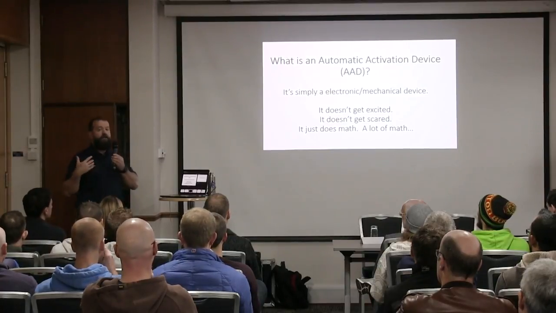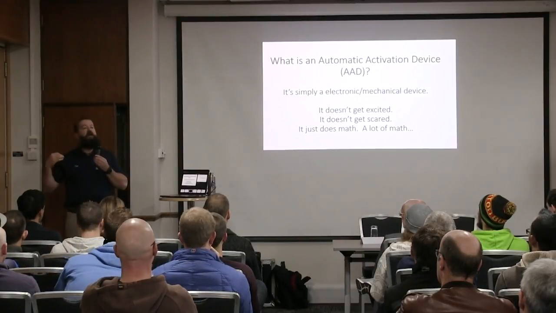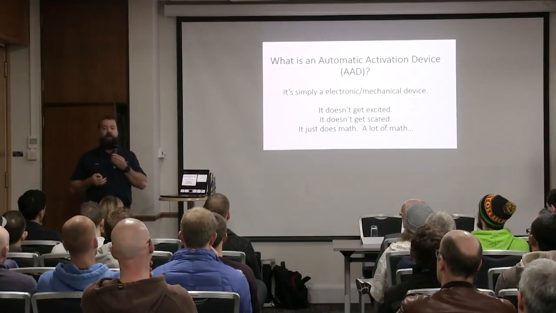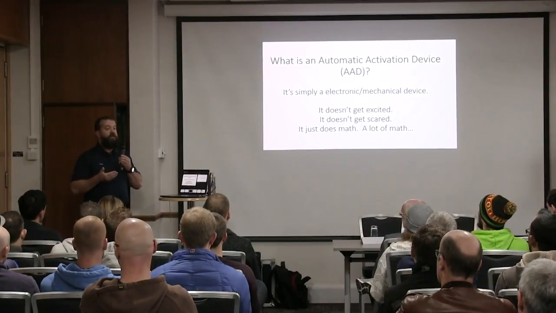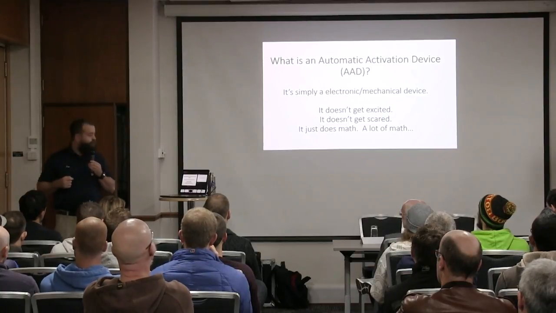So all it's trying to do is determine if it's meeting a certain set of parameters based on that math. How fast am I going and at what altitude am I going at? And if it believes that it has met those parameters, it will activate like we saw in that video. But I want to tell you a story.